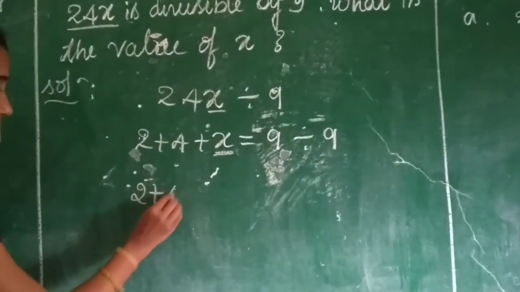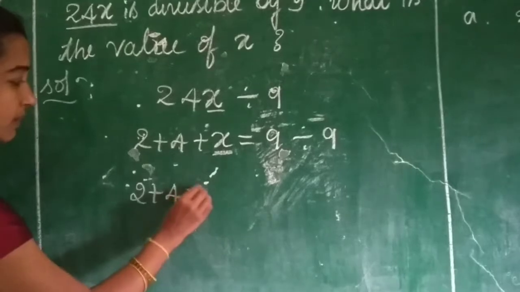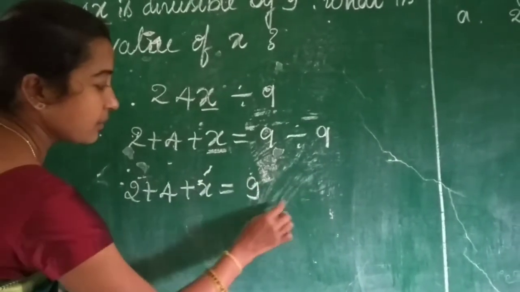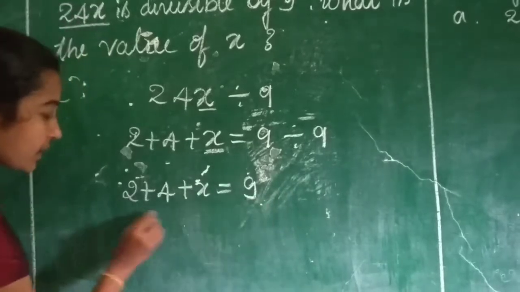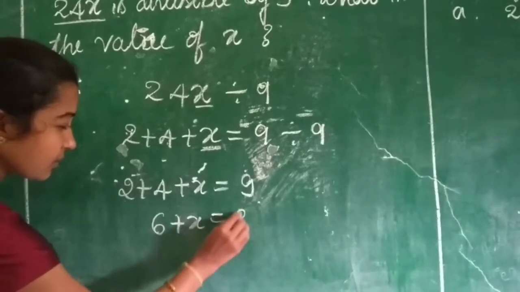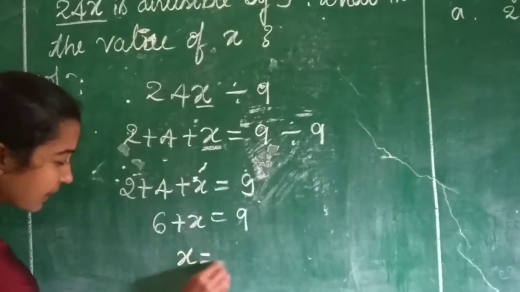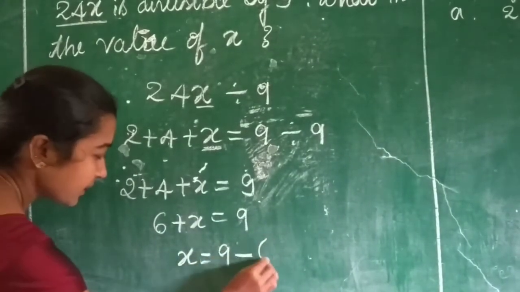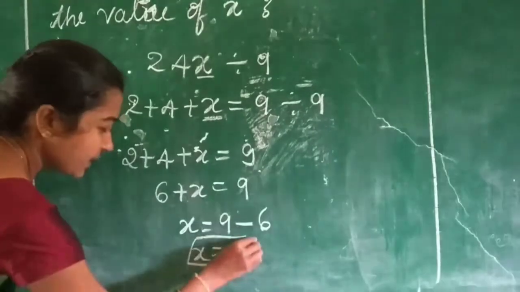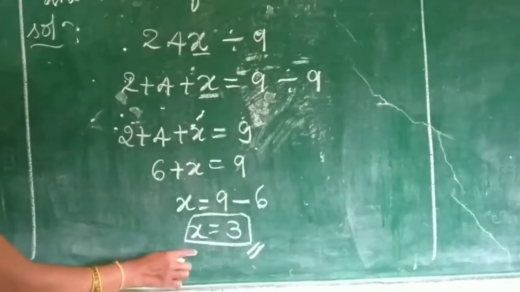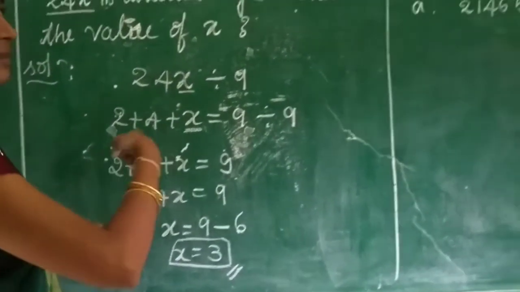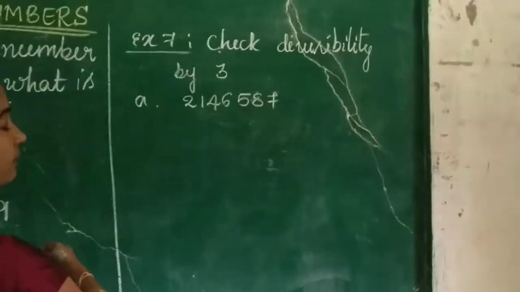Now do the sum first. 2 plus 4 plus x is equal to 9, taking the multiple of 9. See here, 2 plus 4 becomes 6, plus x is equal to 9. Now the value of x becomes 9 minus 6, which is 3. The value taken by x is 3. 3 is the answer for this question. Next, we come to example 7.